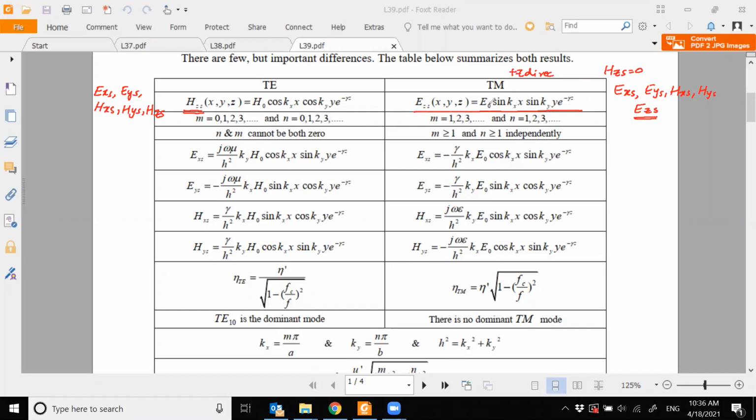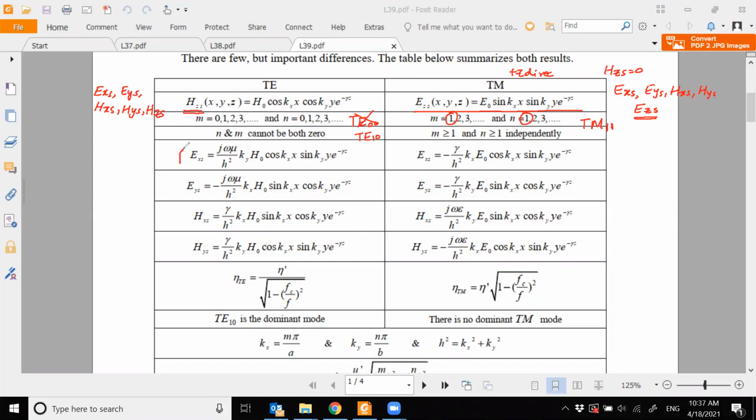And see here, for TE you have both sine and sine, but here you have cosine and cosine. Here, M can take from 0 and N can take from 0, but we know very well that both cannot be 0. But here, no. M and N, if you see here, they are starting from 1. So M can be greater than or equal to 1, and N can be greater than or equal to 1, independent. That means you can have both taking 1 and 1 simultaneously. It is possible. For example, TM1,1 is possible. It can exist. But we have seen that TE00 cannot exist. So therefore, the dominant mode is TE1,0.